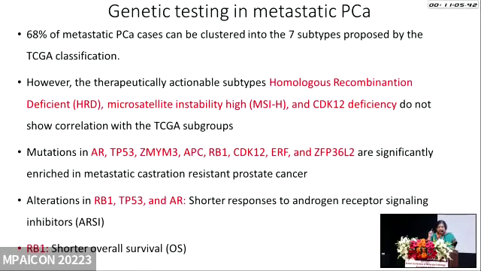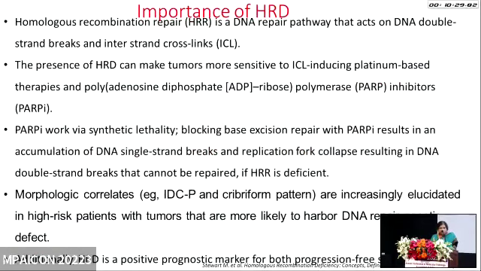In addition, there can be mutations in androgen receptor, P53, APC, RB1 gene, CDK12. They are significantly enriched in metastatic castration-resistant prostate cancer. Alteration in RB1, TP53, and androgen receptor genes indicate shorter responses to androgen receptor signaling inhibitors, and RB1 mutation indicates shorter overall survival. So this is about genetic testing in metastatic prostate cancer.